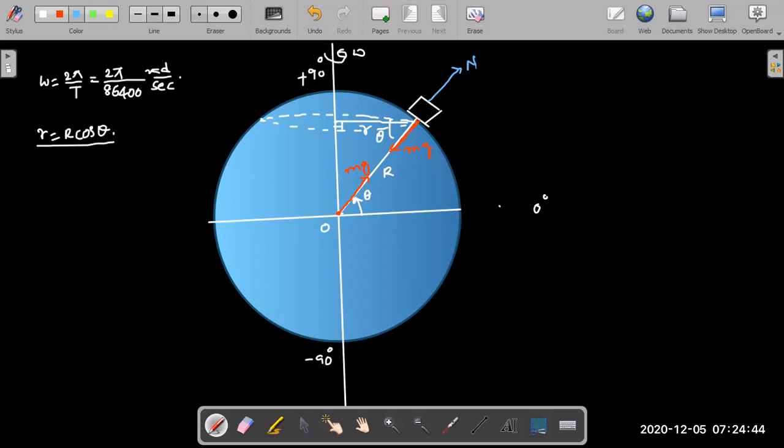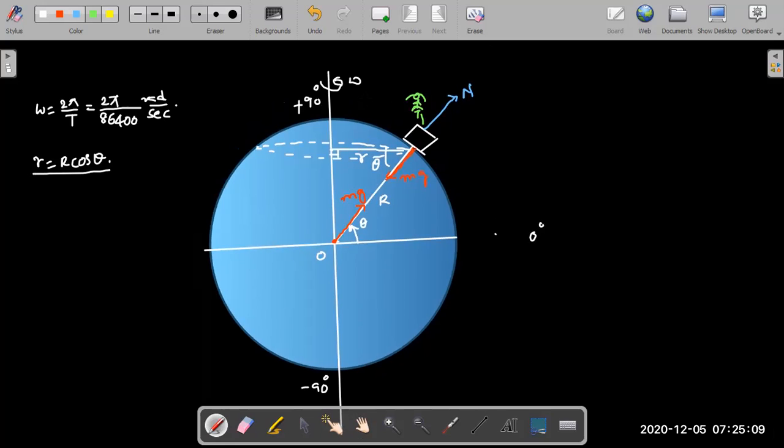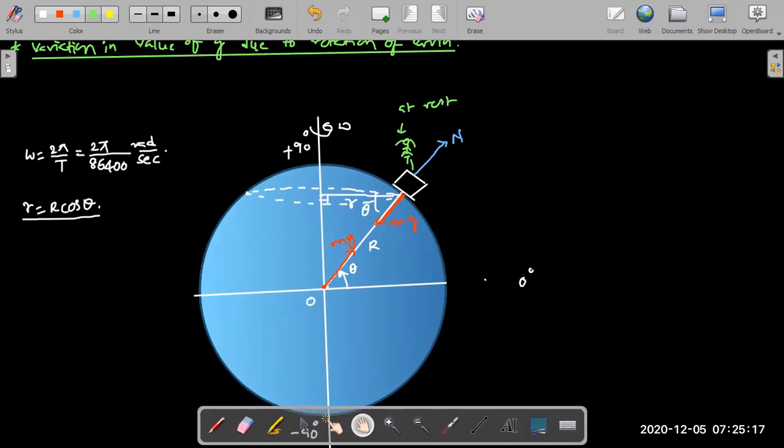Now the thing is that if the earth was at rest, N would have balanced mg, but there is a problem now. The problem is that the earth is rotating and this block is on a rotating surface. So if you go and stand over here, are you in an inertial frame or a non-inertial frame? We will be in a non-inertial frame. We are at rest, but we are in a non-inertial frame.